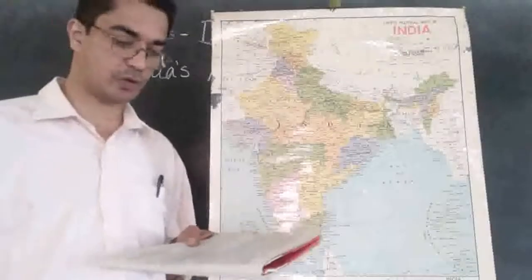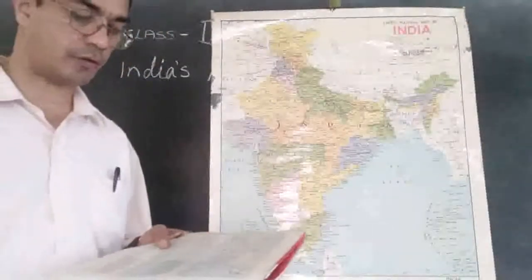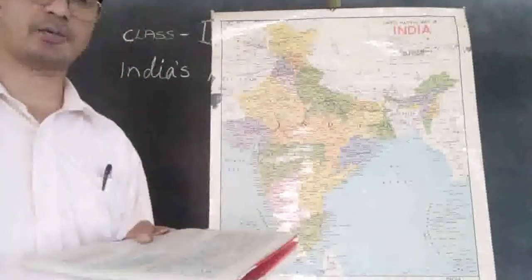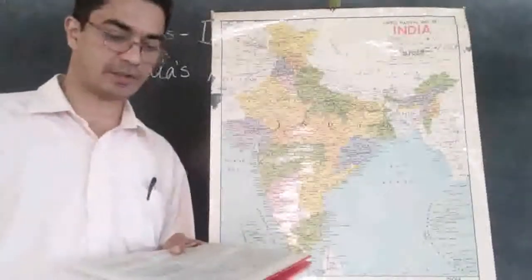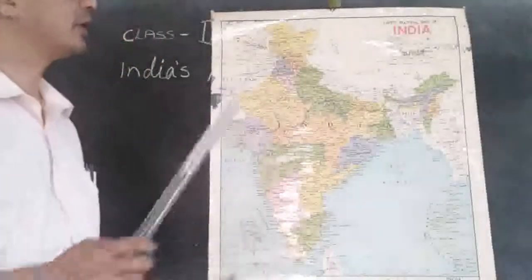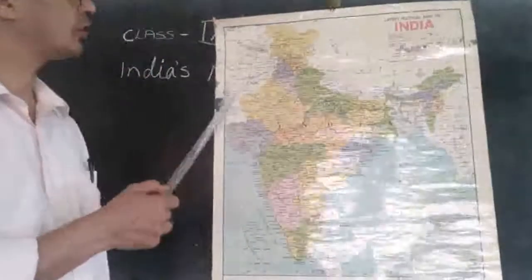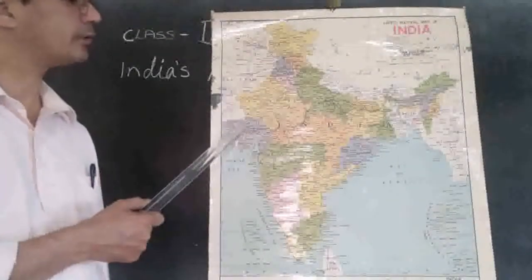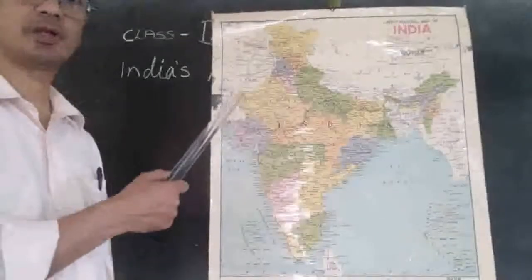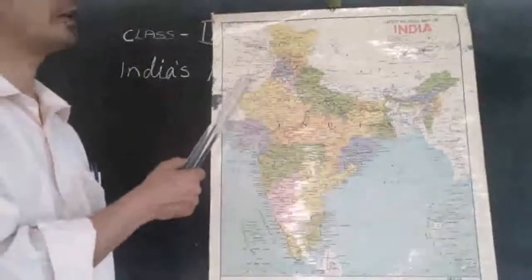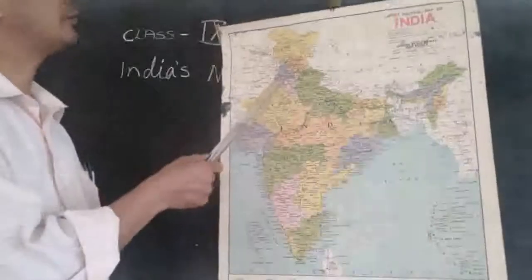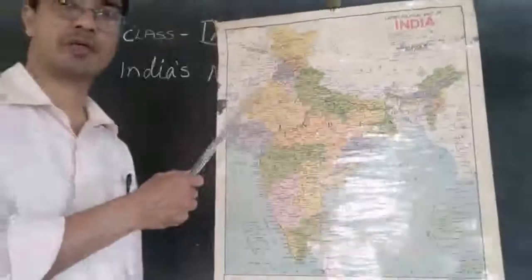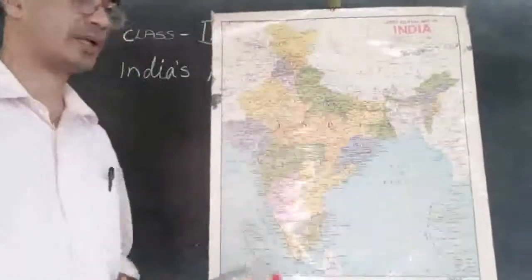Classify the states into 4 groups, each having common frontiers with Pakistan, China, Myanmar and Bangladesh. So we know some of the states have a border with Pakistan. Pakistan is here. Which states are sharing border with Pakistan? Starting with Gujarat. Gujarat is sharing border with Pakistan. Rajasthan is sharing border with Pakistan. Punjab, Jammu and Kashmir. So these 4 states are sharing border with Pakistan.